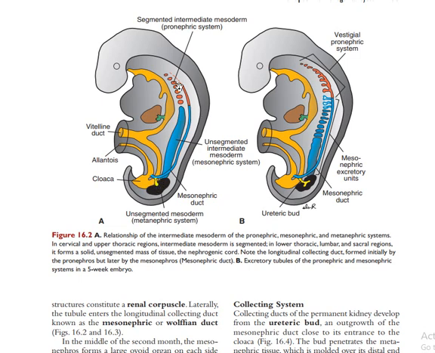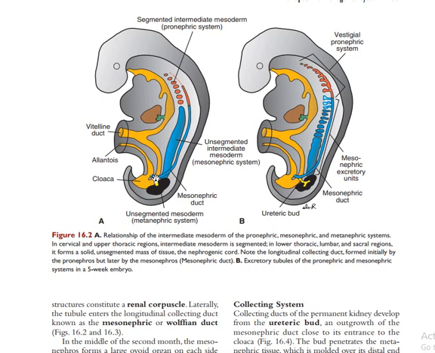Each of them has its own tubule. Here you have the pronephric tubule, here a mesonephric tubule, and here a metanephric tubule, or the ureteric bud. This is what is going to directly produce the ureter, and that's why it is called the ureteric bud. All of them are going to combine at this position here.